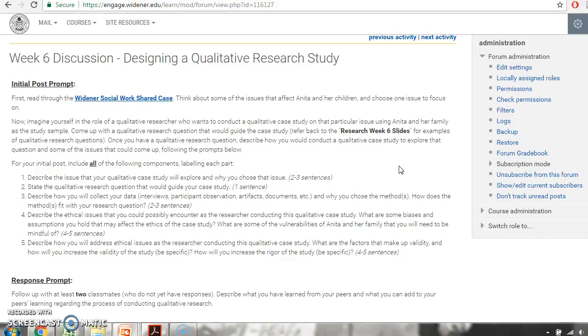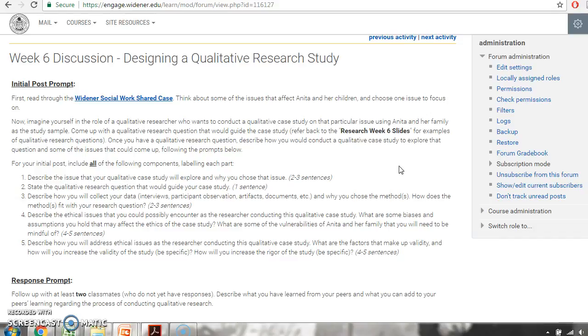And then you want to imagine yourself in the role of a qualitative researcher who wants to conduct a qualitative case study on that particular issue using Anita and her family as the study example. So once you do that, you're going to want to come up with a qualitative research question that would guide your case study. And you can refer back to the Research Week 6 slides for examples of qualitative research questions.